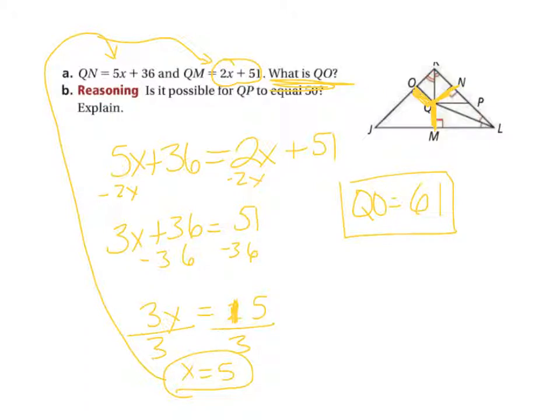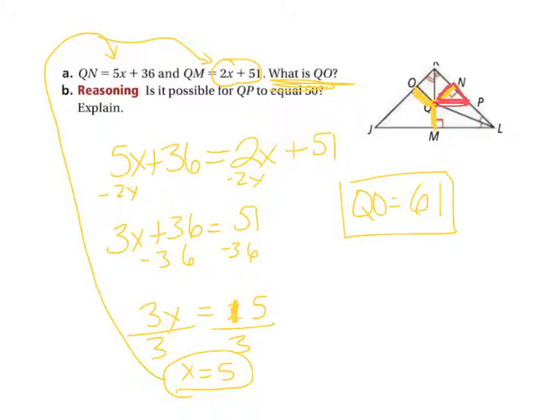Now, this next question I thought was kind of interesting. It says, is it possible for QP to equal 50? So right here, QP. I don't know. QP isn't anything special. Why are they even asking? Well, the reason they're asking is because if you look at this little triangle here, it's a nice little right triangle. And QP is the hypotenuse of that right triangle.